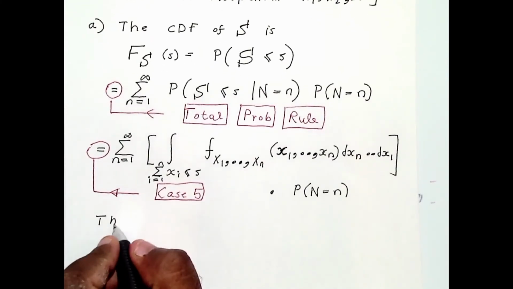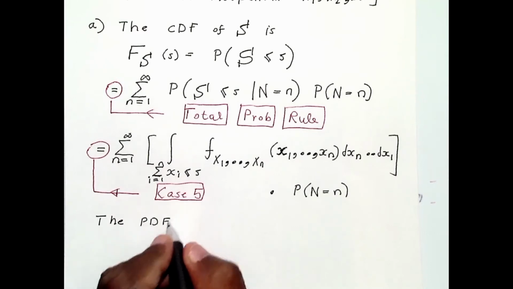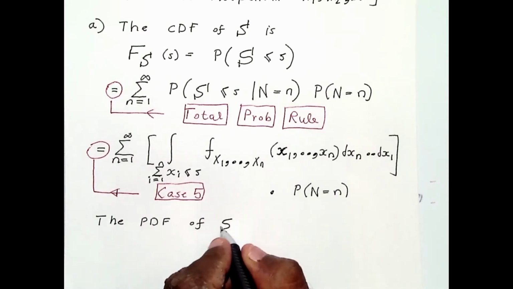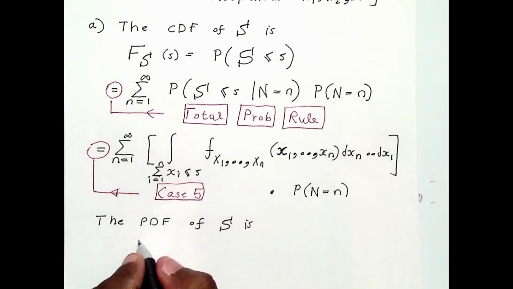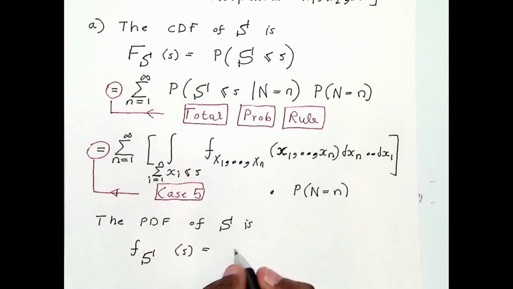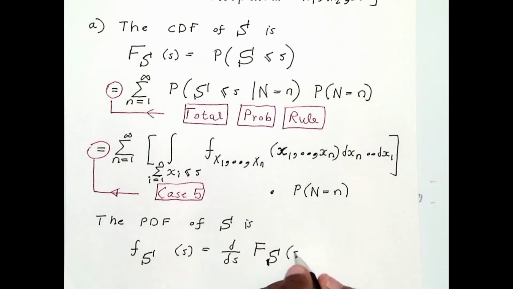Now the PDF of S. The PDF is simply the derivative of the CDF. Right. Next, I'm going to consider the variable U, which is the minimum portfolio loss.